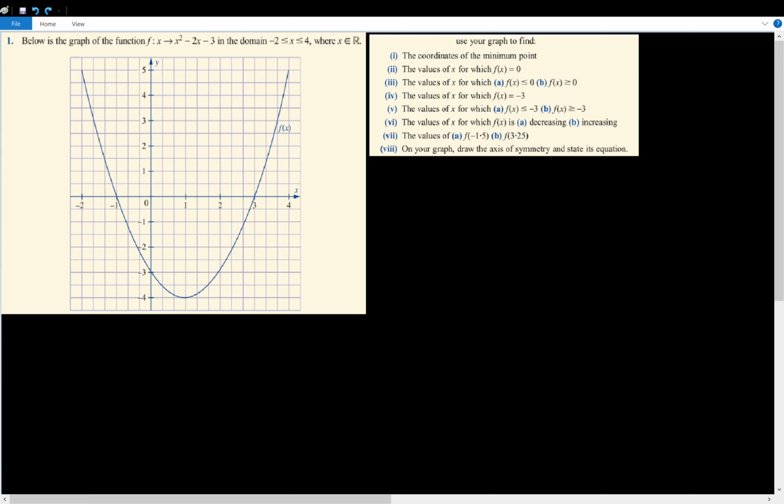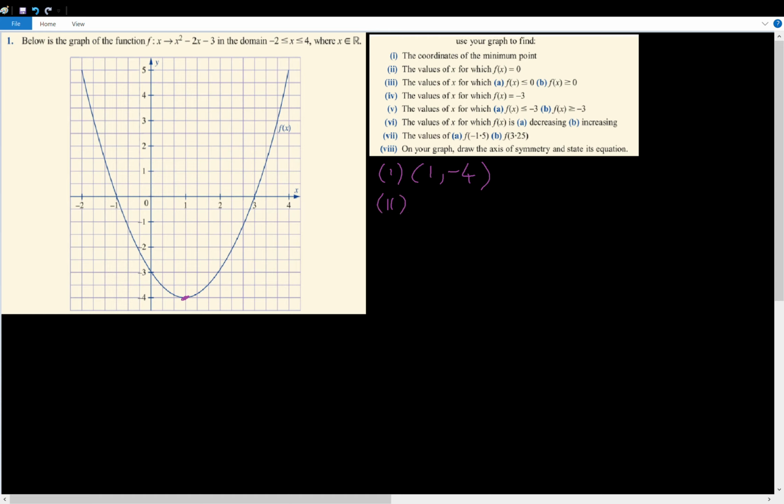So what we've got to do is use our graph, first of all, to find the coordinates of the minimum point. The minimum point on a graph is the point at which the curve stops decreasing and then starts increasing again. So it stops going down and starts going back up. It's going to be right at the very bottom of this particular graph, down there. And the coordinates of that point are 1, minus 4. We can check that because if we follow our point up to the x-axis we get 1, and if we follow it over to the y we get minus 4. So that's how we got that point.